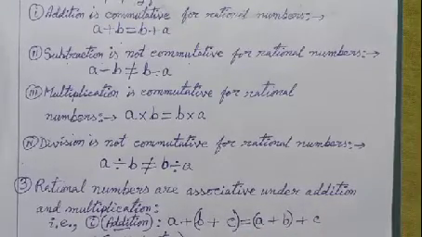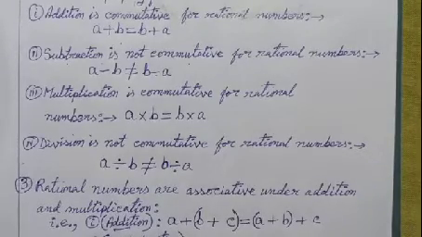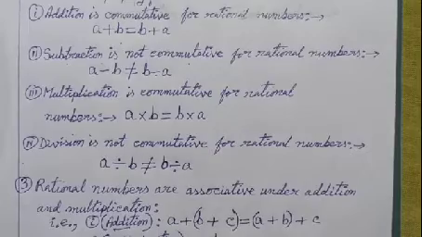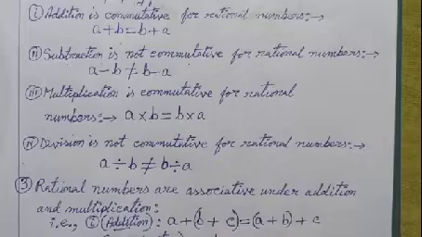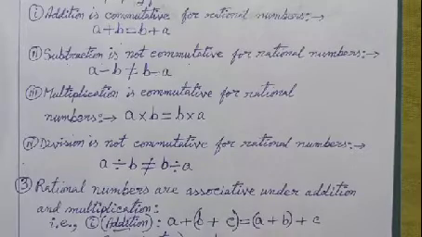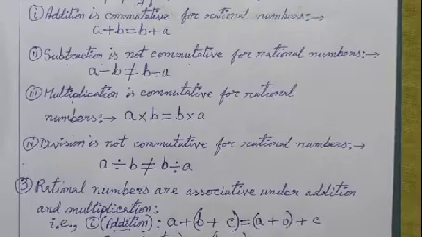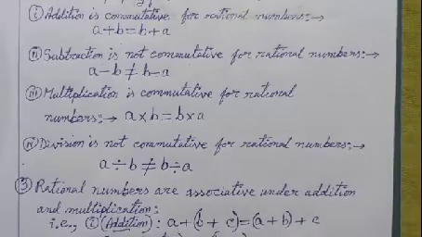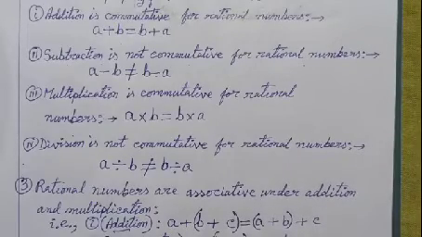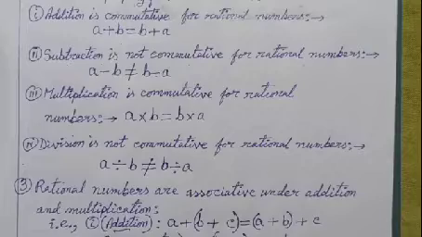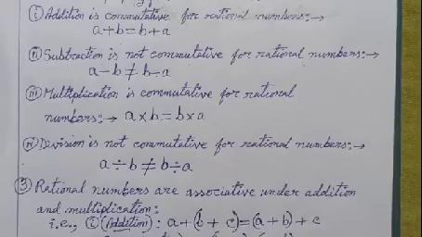Now Roman number 2, multiplication. Again we are taking any three rational numbers a, b, and c. This is multiplication, so we have to use multiply. a into b into c, with b and c grouped by using a bracket. Again a into b into c, here the grouping is different. a into b is grouped by using a bracket. These two answers must be equal.